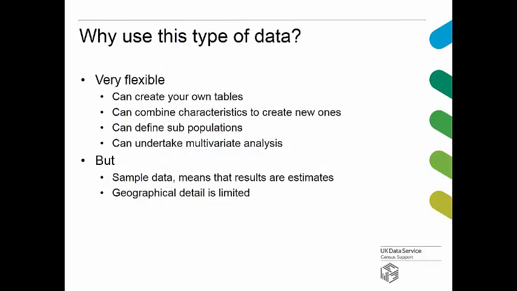So why use this type of data? Well, it's really flexible. You can create your own tables, you can combine characteristics to create new ones, and you can define subpopulations. You can undertake multivariate analysis. But it's only samples, so as I said, about 1 to 10% depending on the data. But because the census covers almost everybody in the country, although it's a sample, it's still a huge amount of data. Geographical detail is limited, and I'll show that in a slide or two.